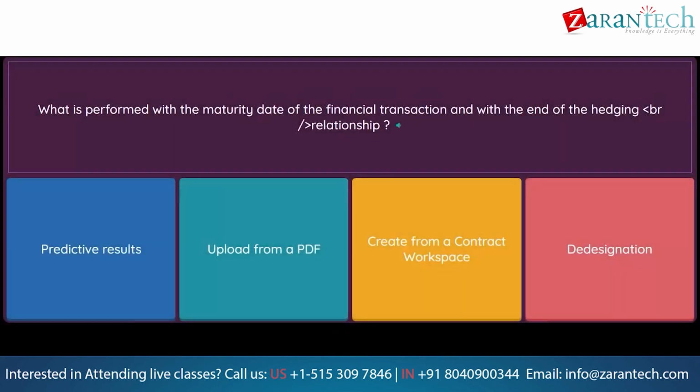Question, what is performed with the maturity date of the financial transaction and with the end of the hedging relationship? Option 1 predictive results. Option 2 upload from a PDF. Option 3 create from a contract workspace. Option 4 de-designation.